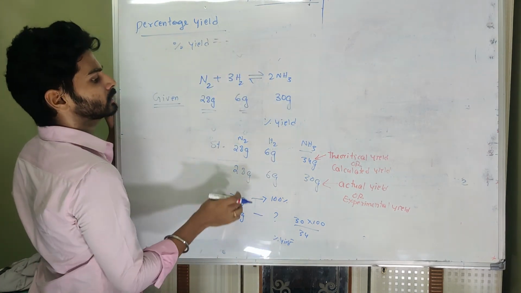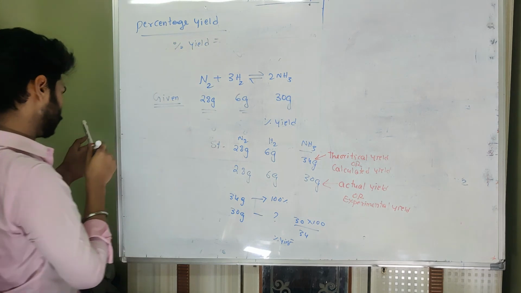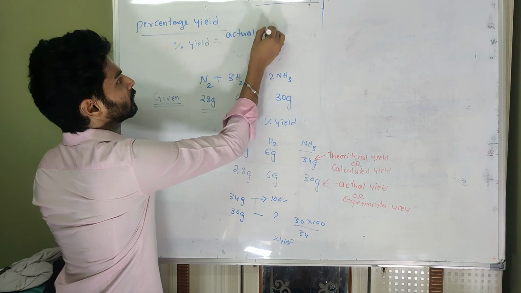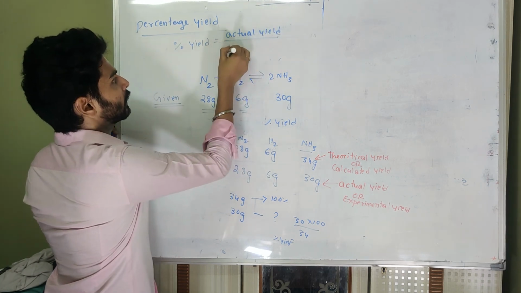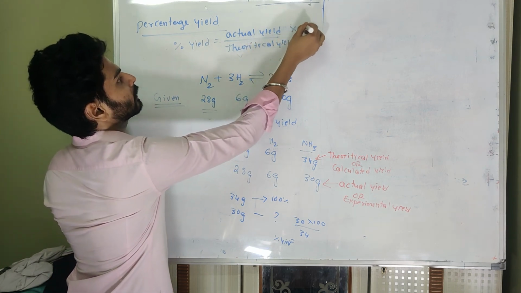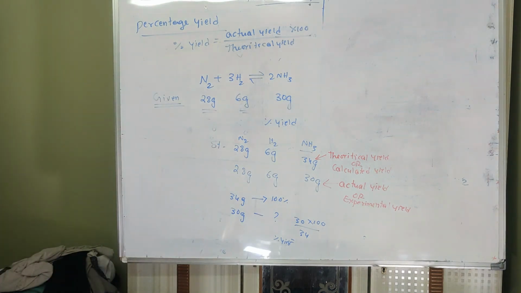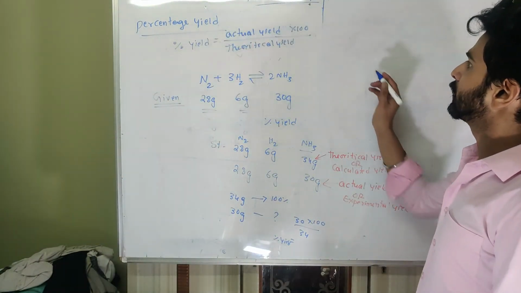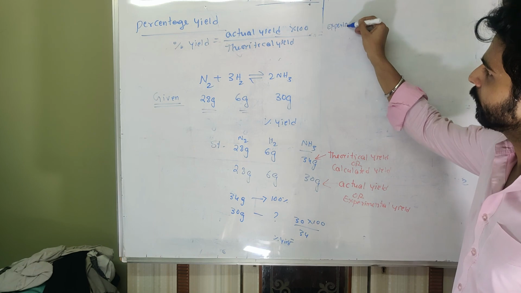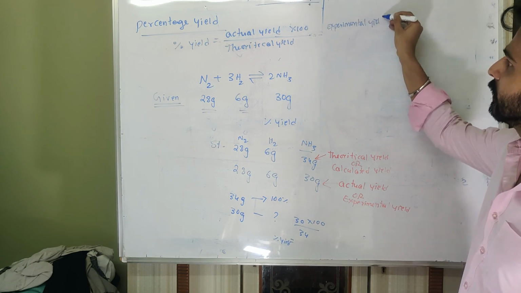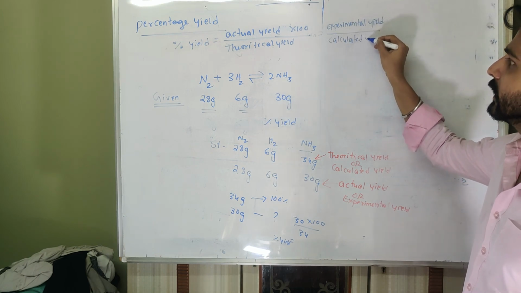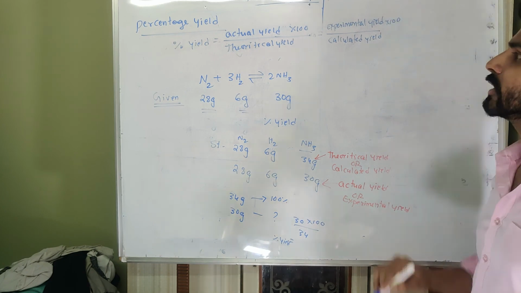So the formula becomes: percentage yield is equal to actual yield upon theoretical yield into 100 will give us percentage yield. Or, using the other words, experimental yield upon calculated yield into 100. This will give us percentage yield.